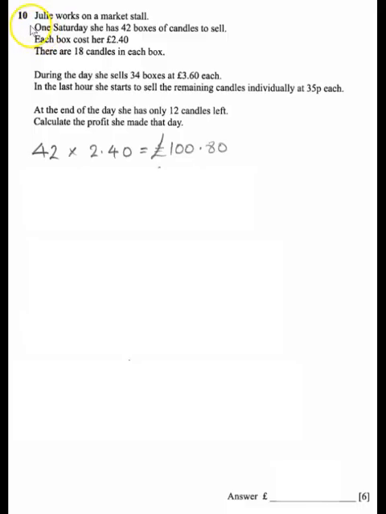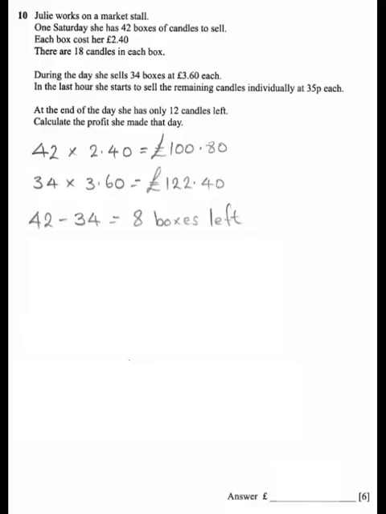You can see in the first couple of lines there, one Saturday she had 42 boxes of candles to sell. Each box cost her £2.40. So you find out the total cost of what she bought it for. So now we're focusing on how much she sold after that. So the next calculation I've got here is 34 multiplied by £3.60.